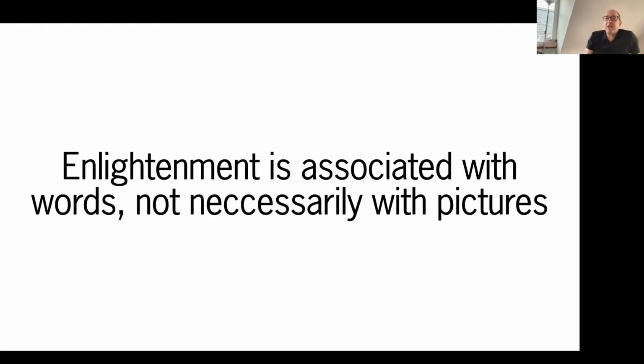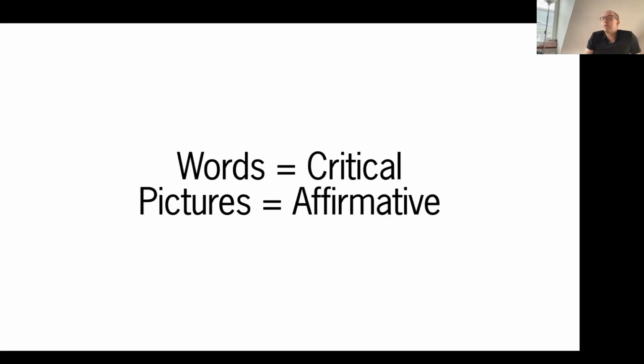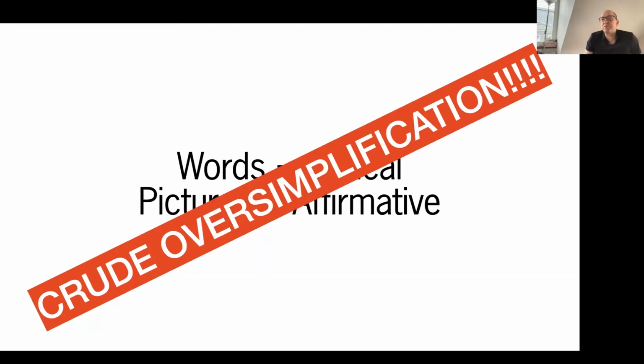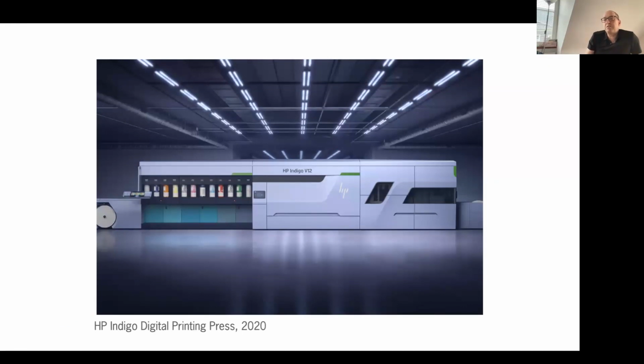So usually the Age of Enlightenment, which started just after that, is associated with words. It's not necessarily associated with pictures so much. So let me put this very, very bluntly here. Words are more critical and pictures are more affirmative in this way. This, of course, is a crude oversimplification because you can lie with words just as well as you can lie with pictures. But you get the idea that it is complicated.